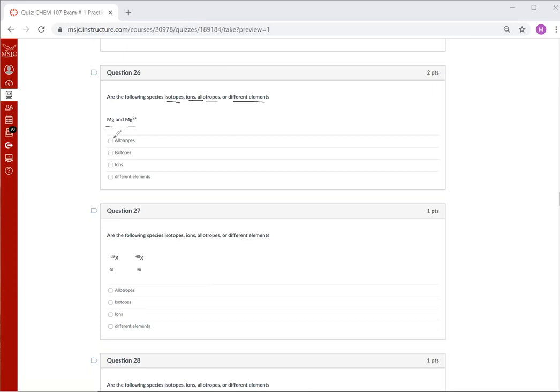They would be ions because they're the same species except with a different charge. That's right. Does that make sense? Yes. Perfect. May I clear this example?